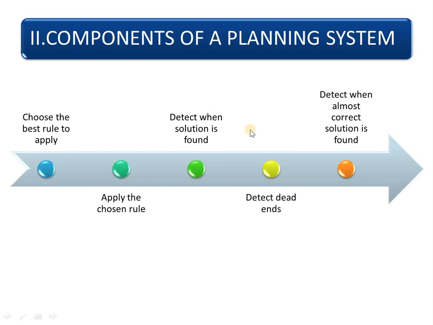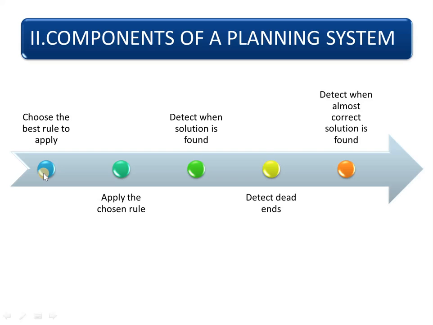The next point to discuss is components of a planning system. There are mainly 5 components for a planning system. For a normal planning system, the first 4 are enough, and those are choose the best rule to apply, apply the chosen rule, detect when the solution is found, and detect dead ends. These 4 are the components of a basic planning system. And in case of complex planning systems, there is an extra point, that is detect when an almost correct solution is found.